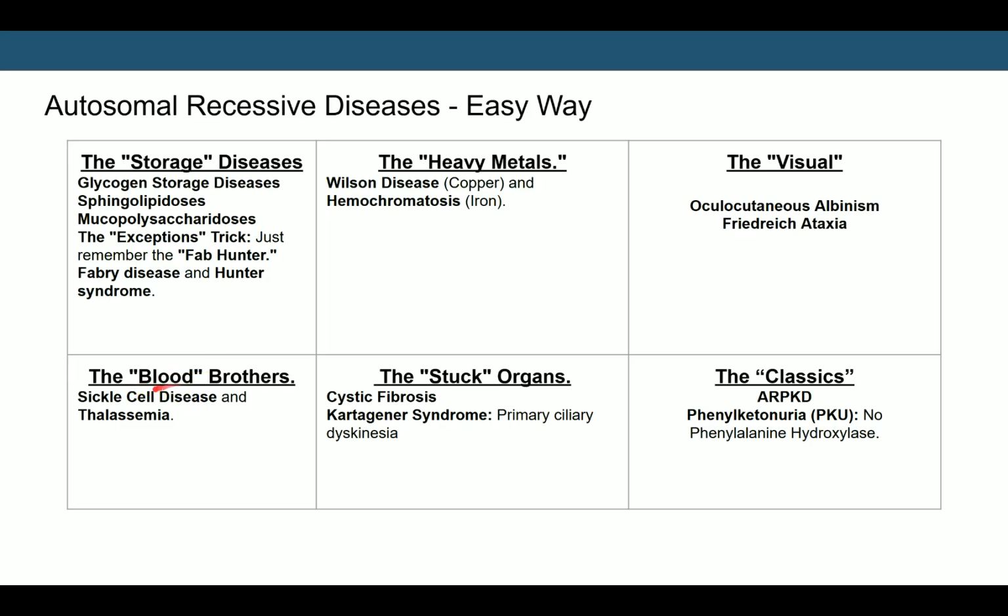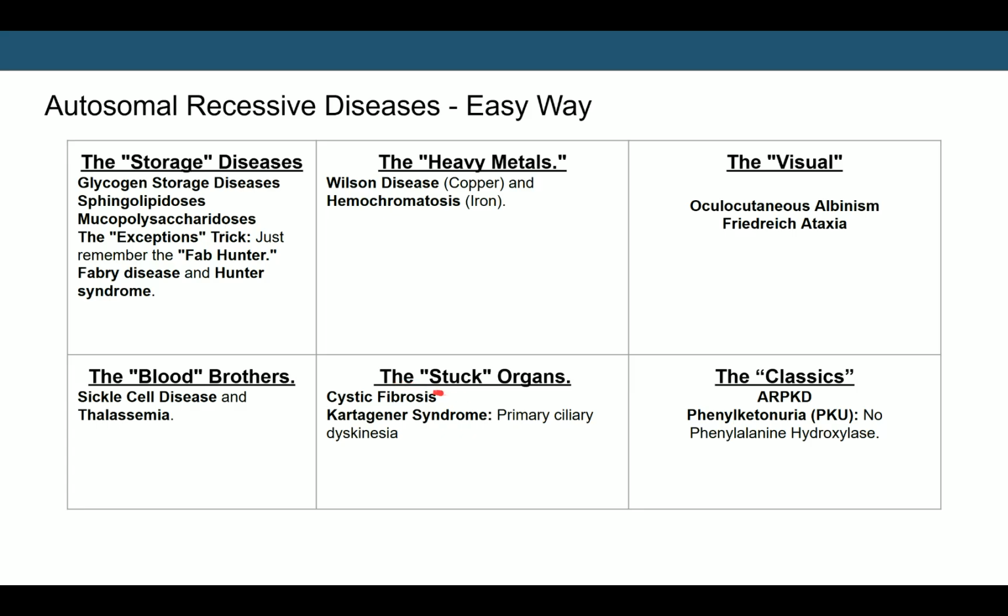This group is going to be the blood brothers, which is sickle cell disease and thalassemia. So these are basically defects in the blood. For sickle cell, think of the cells hiding and getting stuck in the vessels. So they aren't flowing freely. They are receding and they are clogging. They are not dominant, so they are recessive. And for thalassemia, you should think of the word thal, which means sea. So the sea is deep, and deep down, that's going to be recessive. So that's how you remember sickle cell disease and thalassemia.